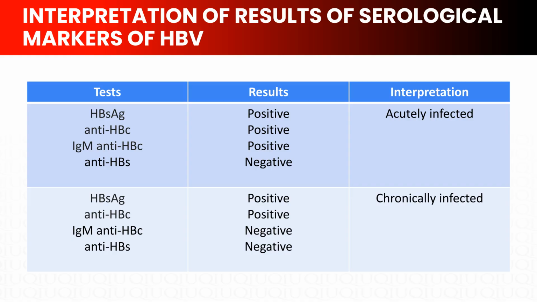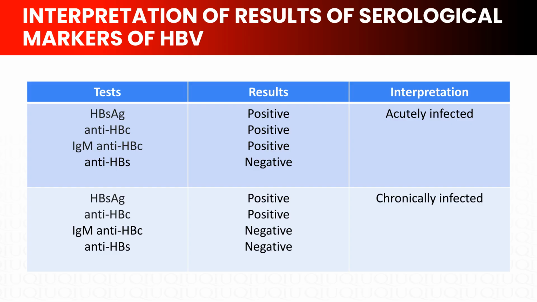Two more critical scenarios: acute infection, HBsAg positive, anti-HBc positive, IgM anti-HBc positive, anti-HBs negative. The presence of IgM anti-HBc is the key. This specifically indicates acute or recent infection. HBsAg is present because the virus is still active, and anti-HBs hasn't appeared yet because the infection hasn't been cleared. This is exactly what we'd expect in our case patient.